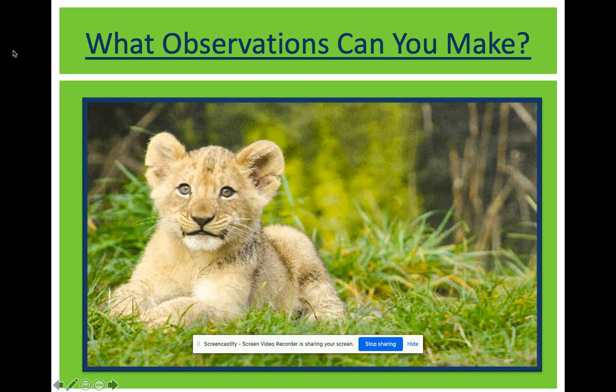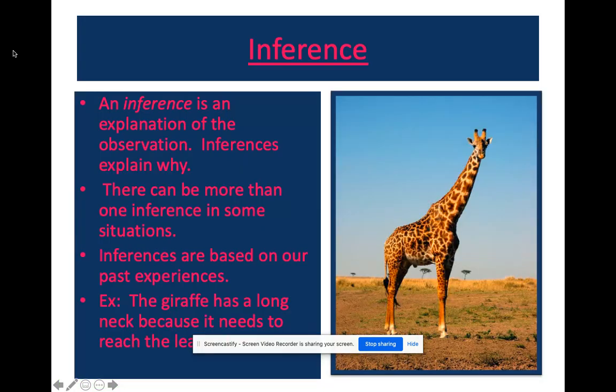We can also do a quantitative observation. Maybe the whisker is 2 centimeters long. Okay, so quantitative means numbers, and qualitative is using your five senses.